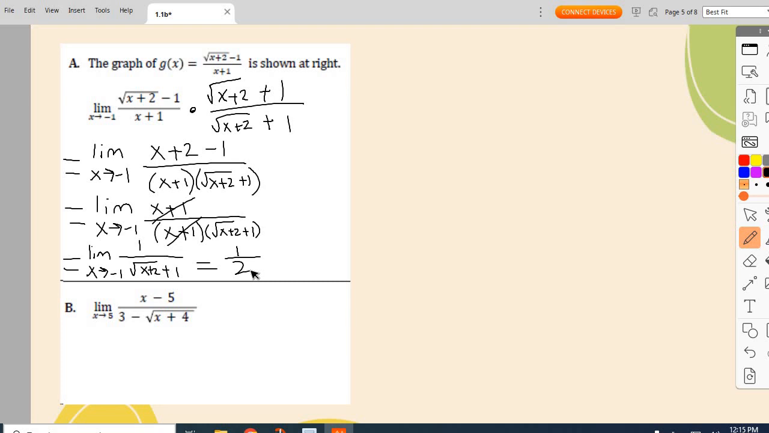Alright, what about our next one? What do we want to try first? Plug it in. We get 5 minus 5, which is 0 on top. We get square root of 9, which is 3. 3 minus 3 is also 0 on the bottom. What do we need to multiply by this time? So we have 3 plus the square root of x plus 4.